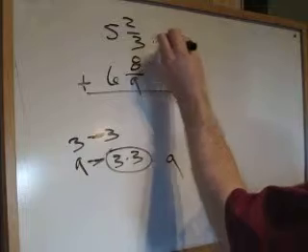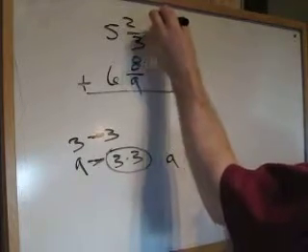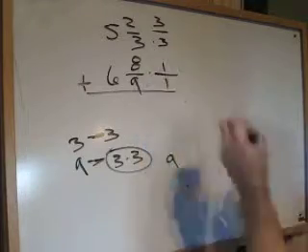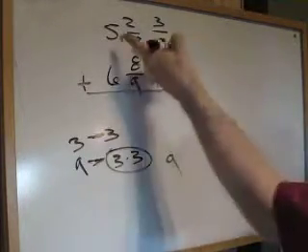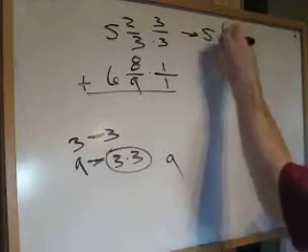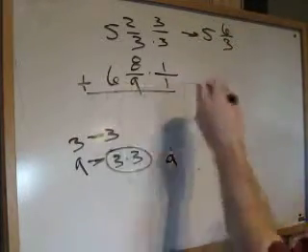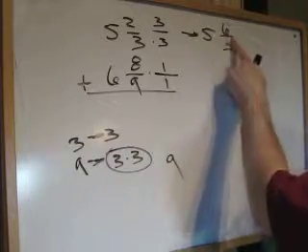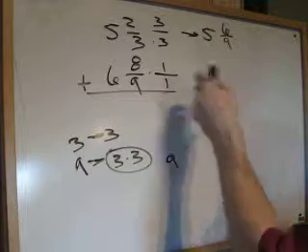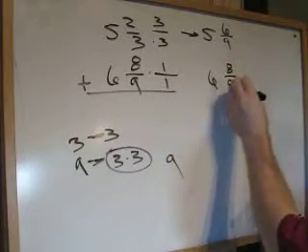Alright, so we multiplied this 3 times 3 to get 9, and we multiplied this 9 by 1. We didn't do anything to that, it stayed the same. So that gives me 5 and 6 over 9. 3 times 3 is 9 on the bottom. The 6 is going to be 8 over 9.